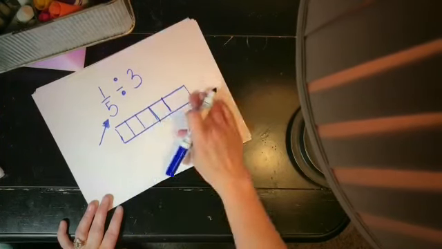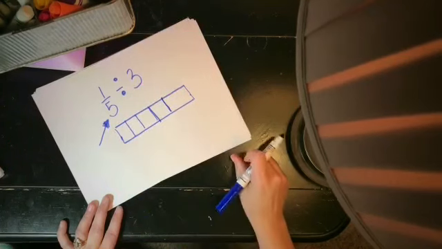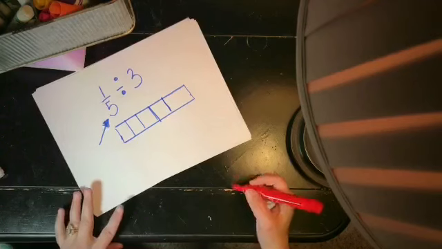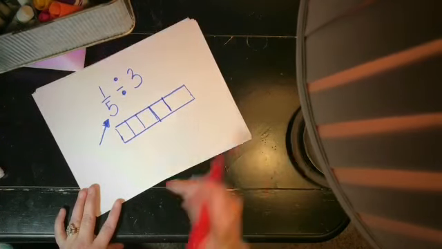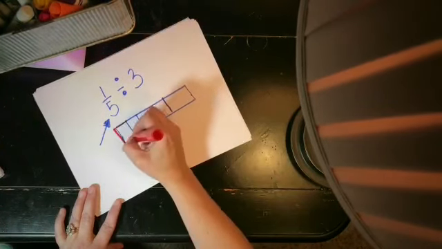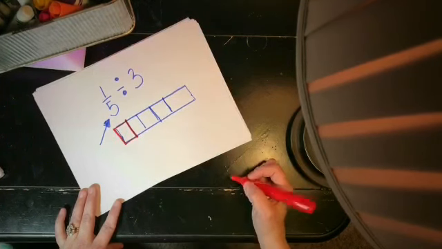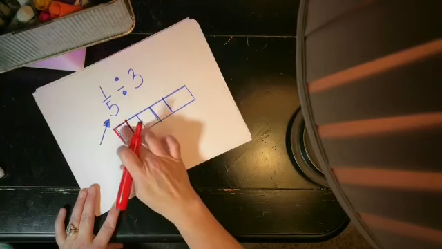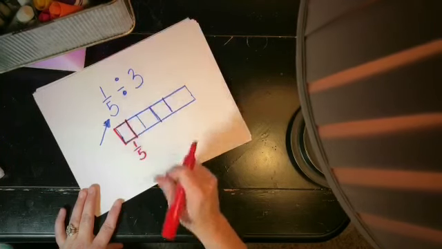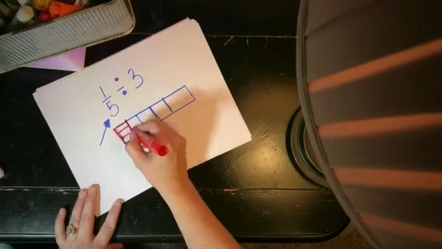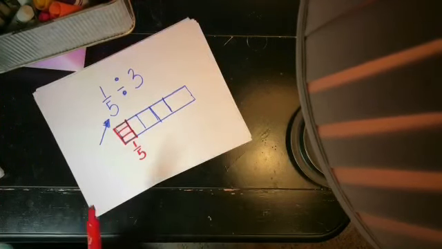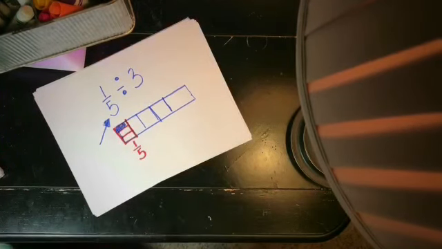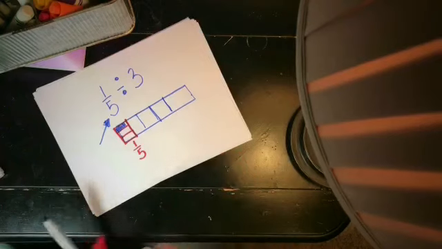So I have drawn a rectangle. I've split my rectangle into 5 pieces. Now remember, I am looking at 1/5. I am trying to figure out that if I take 1/5 of the candy bar, and I divide that 1/5 into 3 pieces, okay, what would one of those pieces be equal to out of the whole candy bar?